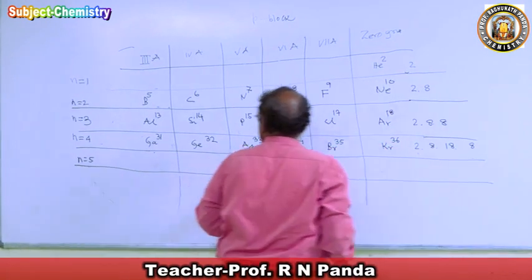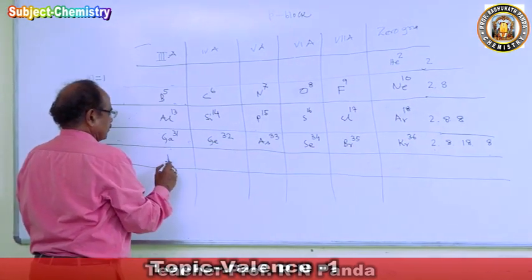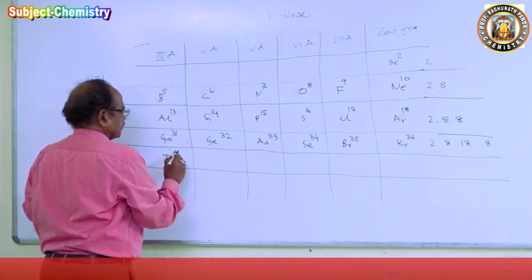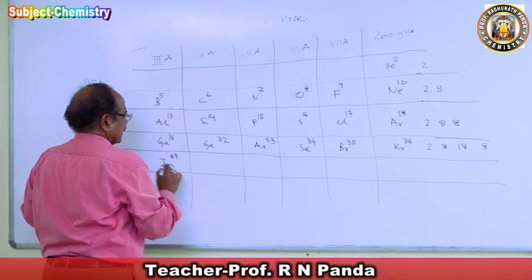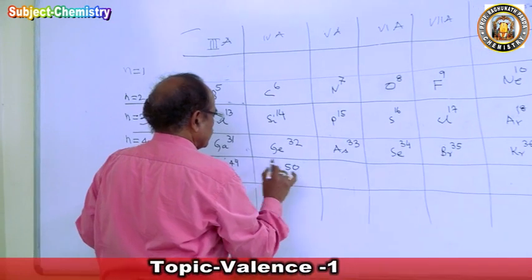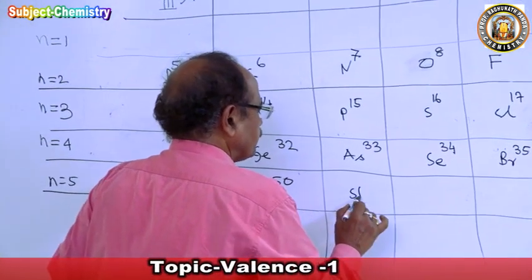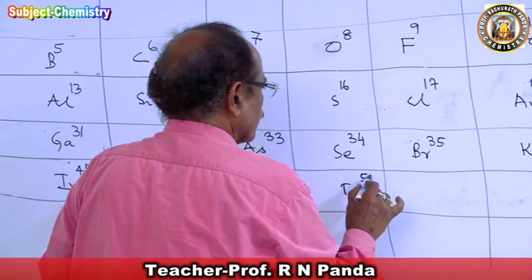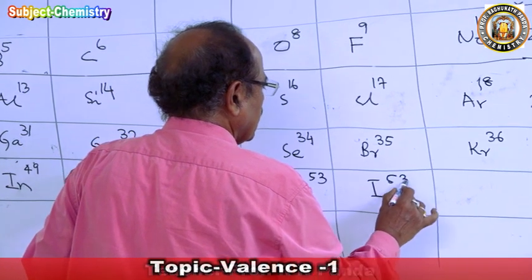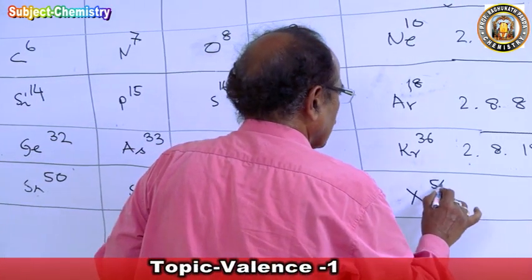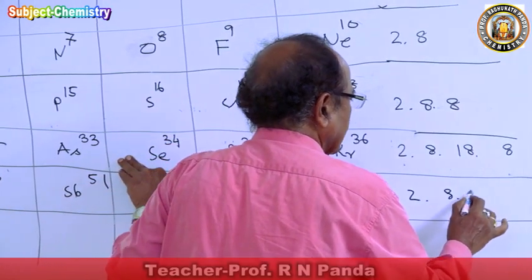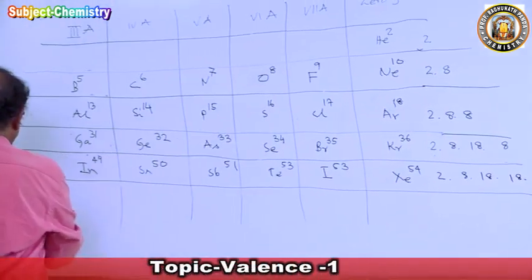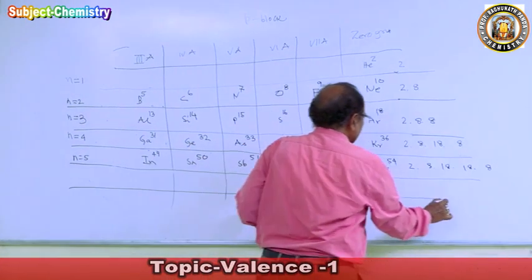In the fifth period, we have indium, 49, then tin, 50, then antimony, 51, tellurium, 52, iodine, 53, then xenon, 54, so 2, 8, 18, 18, 8. You see, now coming to the sixth period, which is the longer period of the periodic table.